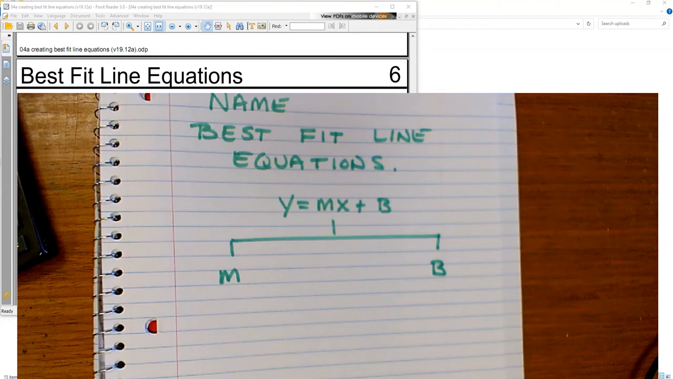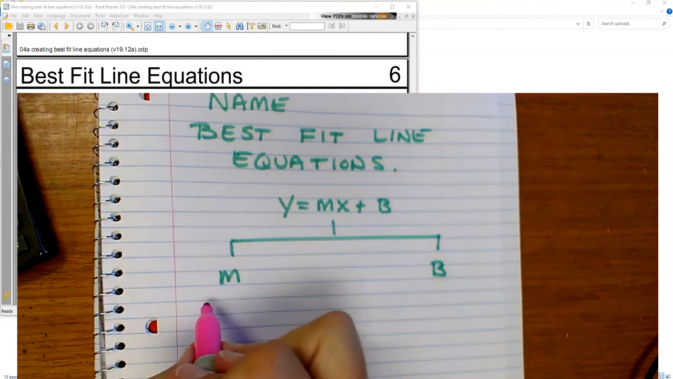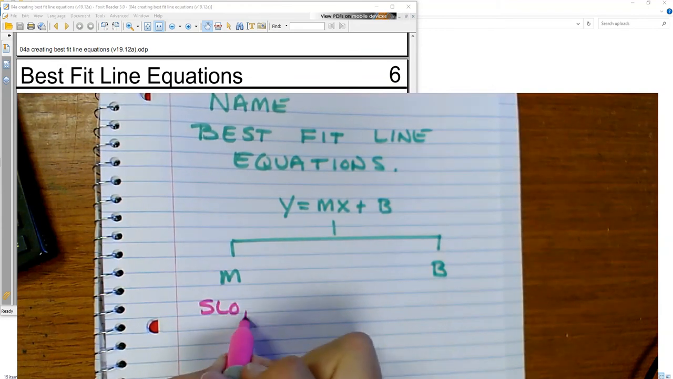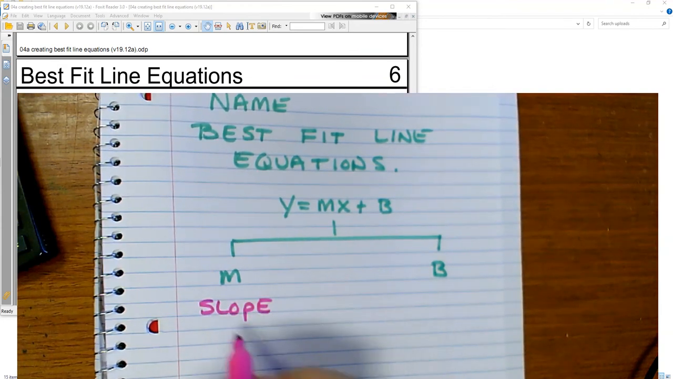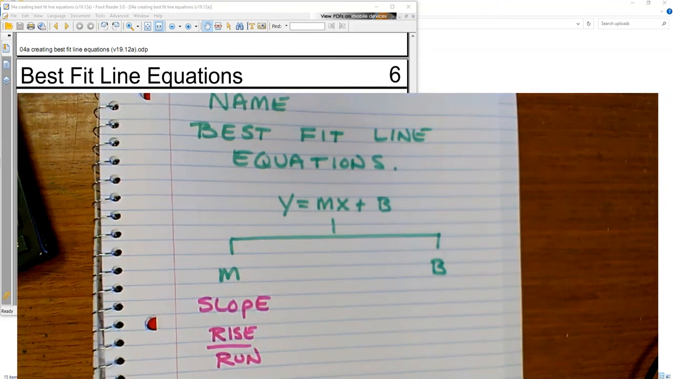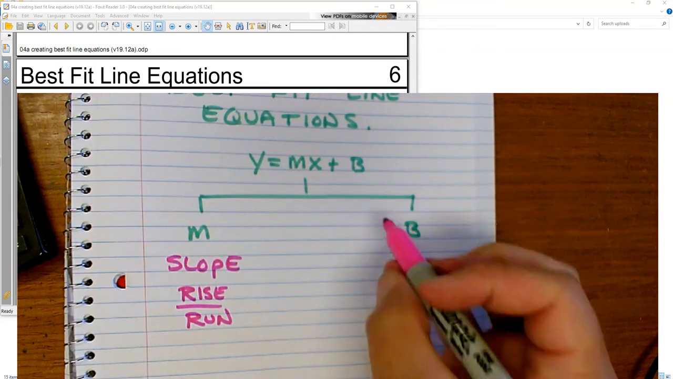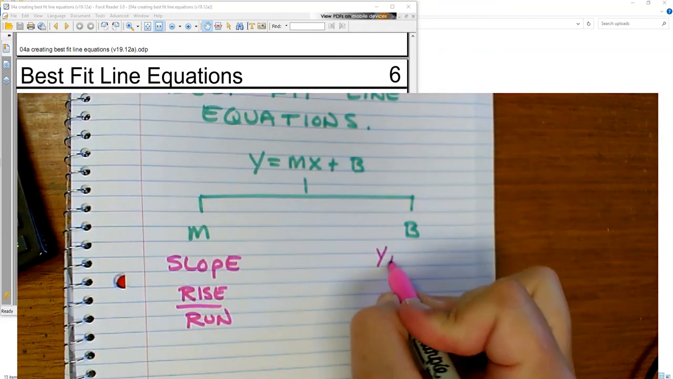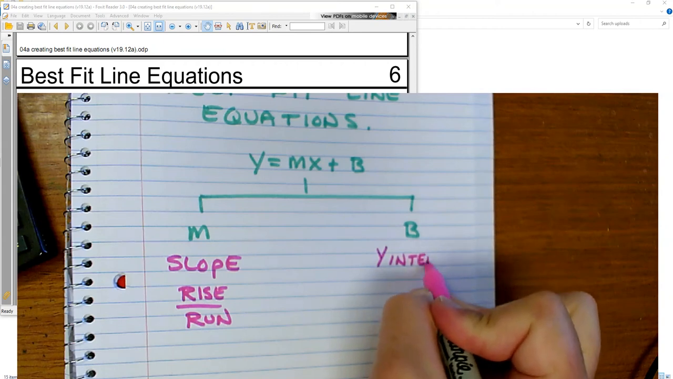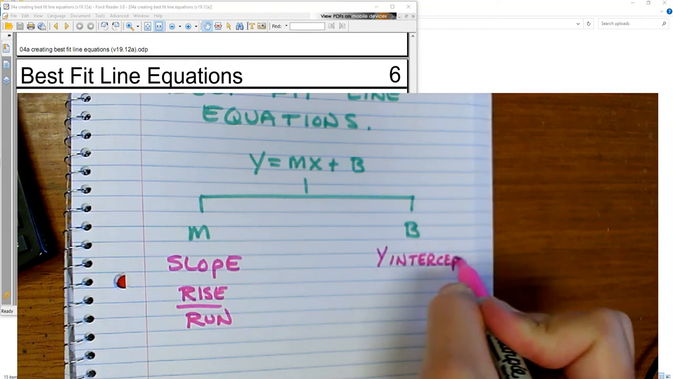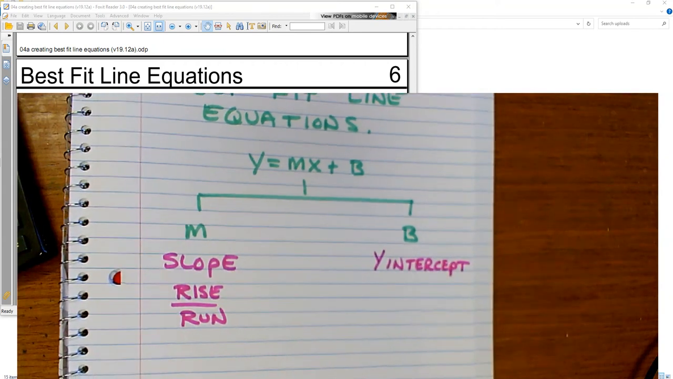What do we know about m? M is the slope. Well, what does that mean? Well, the slope is rise over run. Well, what is b? B is the y-intercept, which is barely going to fit on my paper. What else do we know about b?